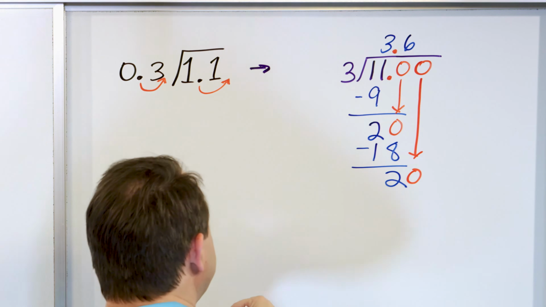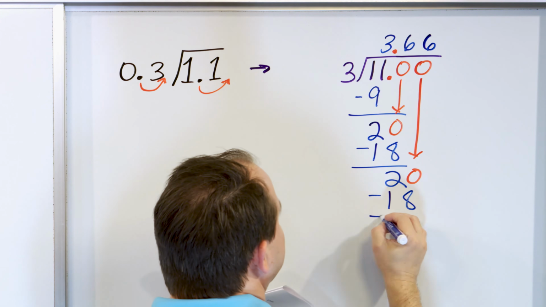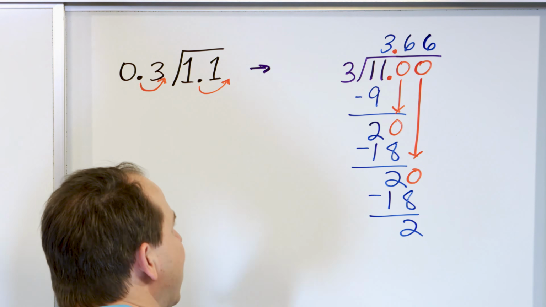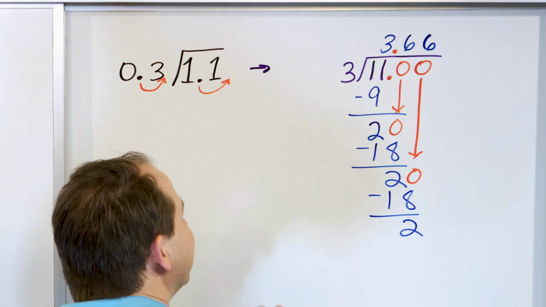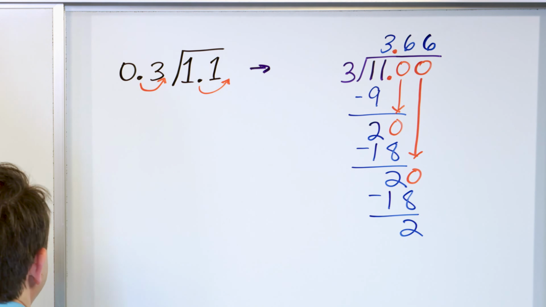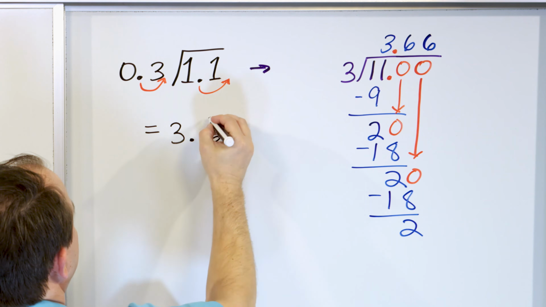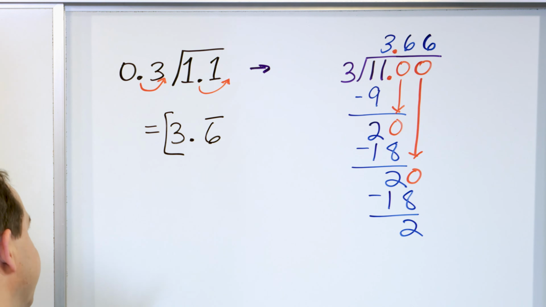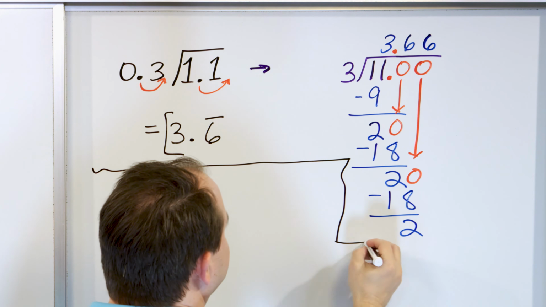So now I have that 20. 3 times 6 is as close as I can get, which is 18. And subtract, I get a 2 again. So if I keep adding zeros, I'm going to keep getting 20 and 20 and 20 everywhere. So I can see that the pattern is going to repeat. So the answer to this problem is 3.6 with a repeating bar over the 6. 3.6 repeating. That's the way you say that out loud.